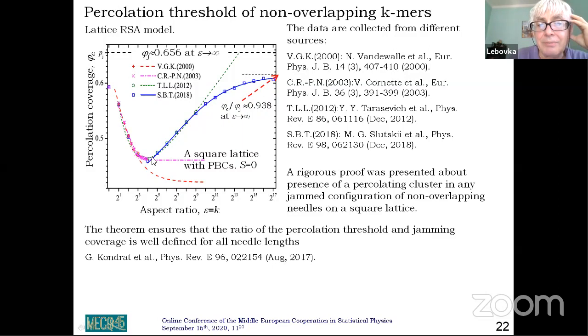This is very interesting behavior; it goes through a maximum, you see. Initially, when we had only results in the limiting value of aspect ratio, we proposed that we can observe such behavior. But recently experimental and theoretical work was performed, and it was proved that in any jammed configuration we always observe the percolation cluster.